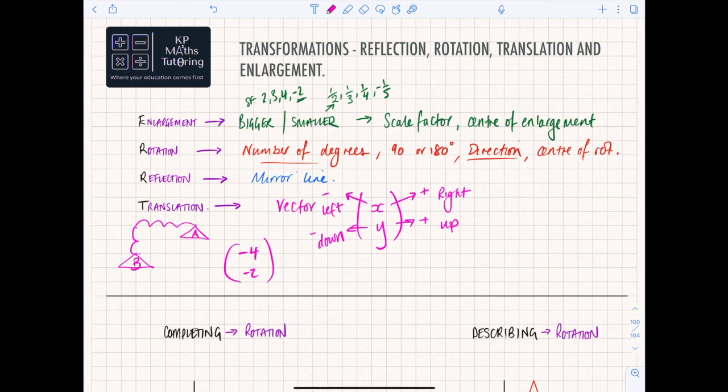Okay, so they're your key pieces of information. Worth having those on a flashcard. Just things to understand. Remembering that enlargement, scale factor, center. Rotation, number of degrees, direction, and a center. So enlargement and rotation, you need a center that they're enlarging and rotating from. With reflection, you just need a mirror line. And translation, you need a vector. Okay, so really important you understand those.